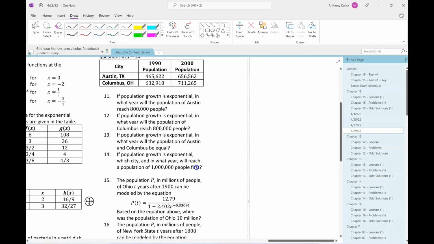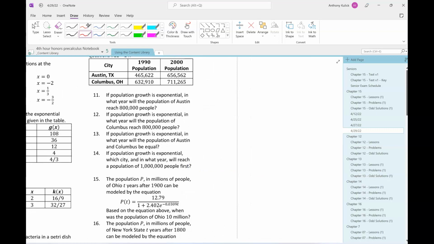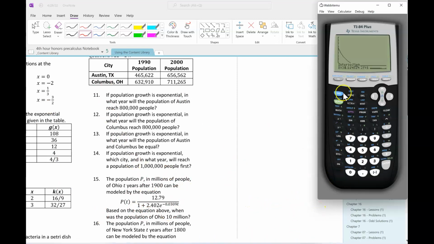Okay, if the population growth is exponential, which city and which year will the population reach 1 million people first? Of course, you picked the one where I had to have done questions 11 and 12 before I could do 14. It's okay. So I'm going to just do the part for 11 and 12 real quick on the calculator, because I've done them a couple of times already.